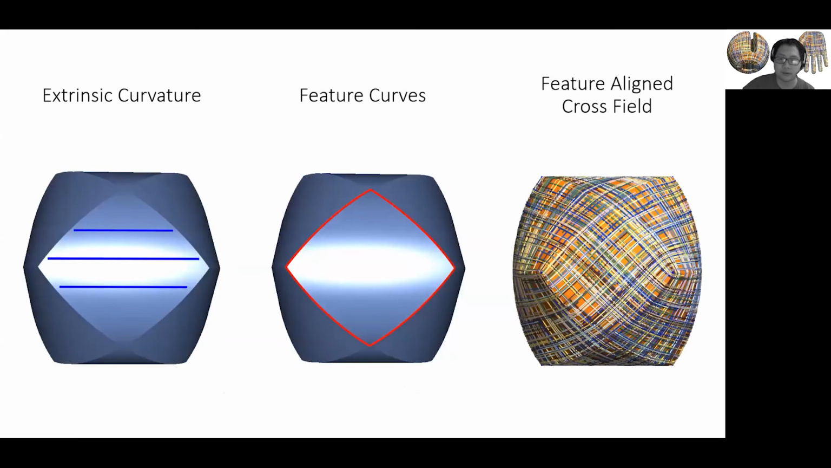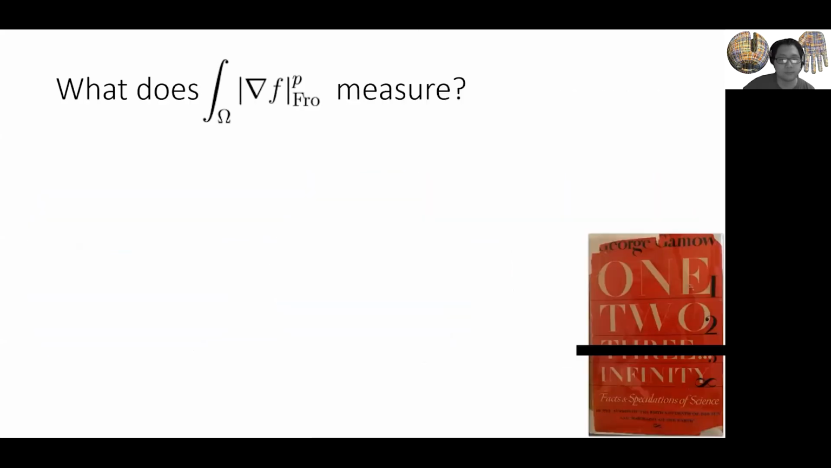To test this feature alignment energy term, let's take the domain we showed at the beginning, where extrinsic curvature and feature curves are contradicting. And if you were to minimize the total variation energy to obtain a crossfield, what you would get is the feature-aligned crossfield on the right.